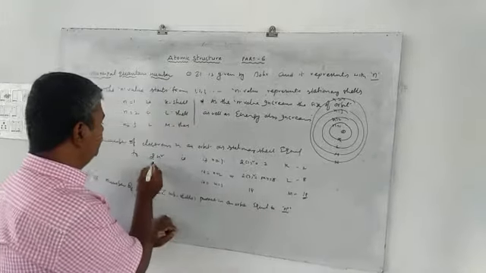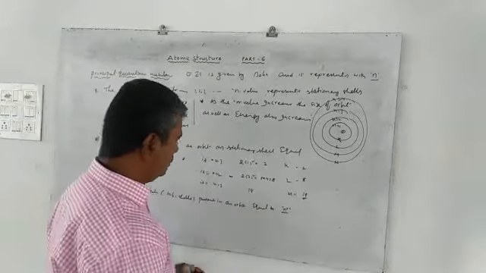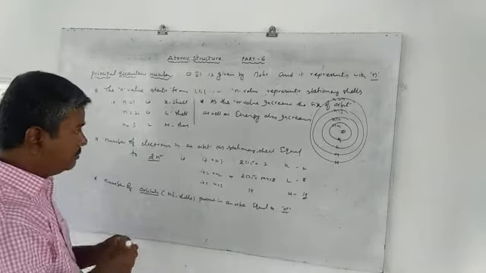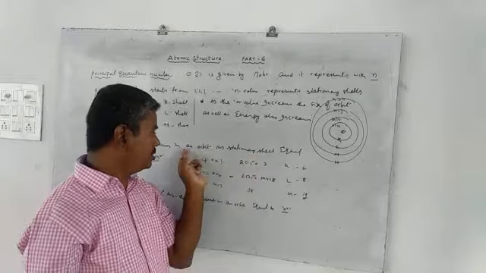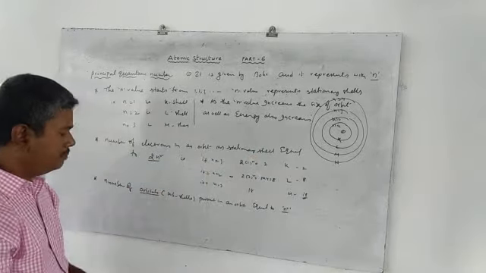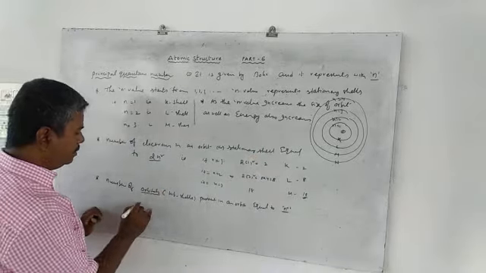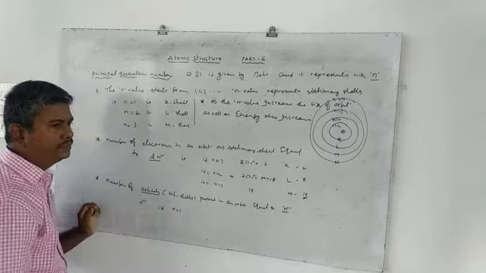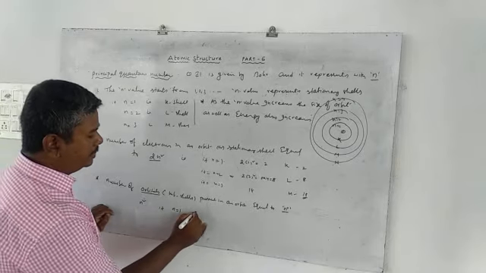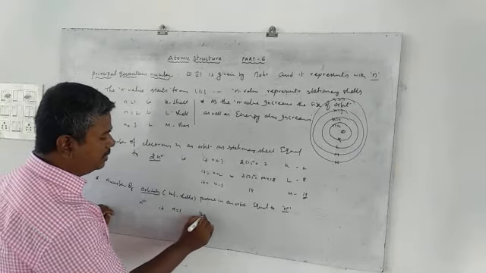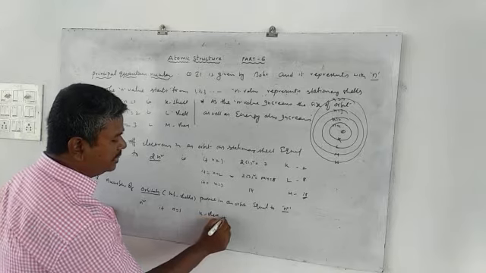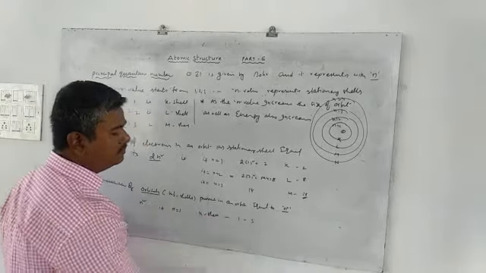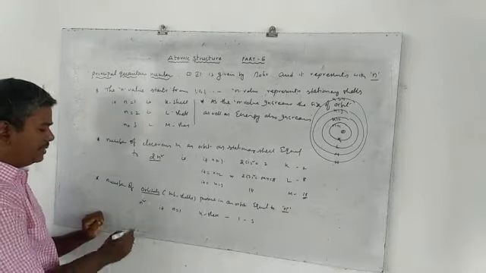Which one? N square. Which one? Number of orbitals. This one, number of electrons. This one, number of orbitals. Means if n equal to 1, then what happens? The first K shell consists of how many orbitals? Only one orbital, that is S. That is which one? S orbital.